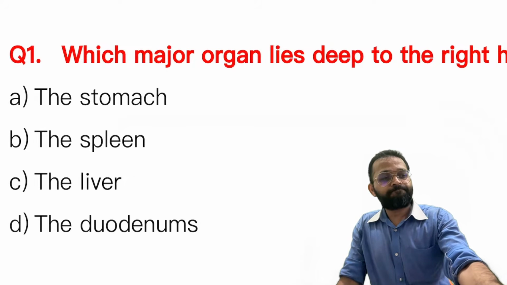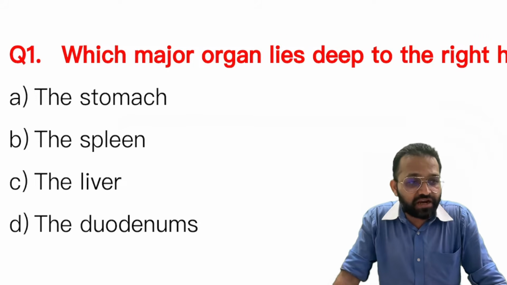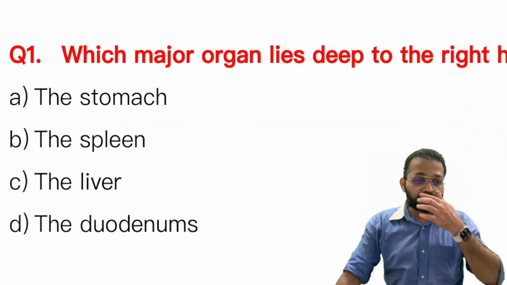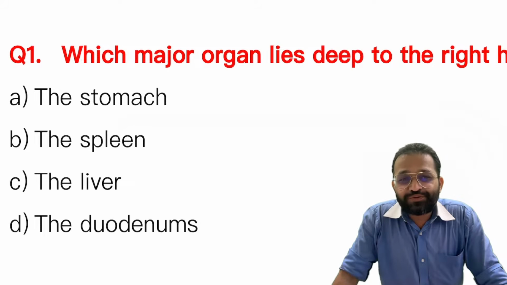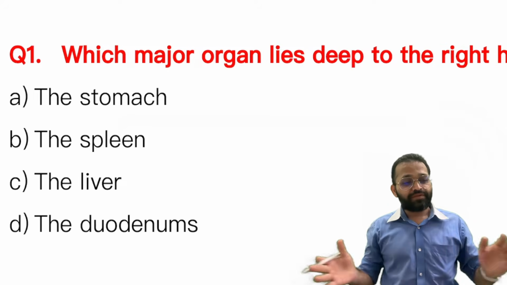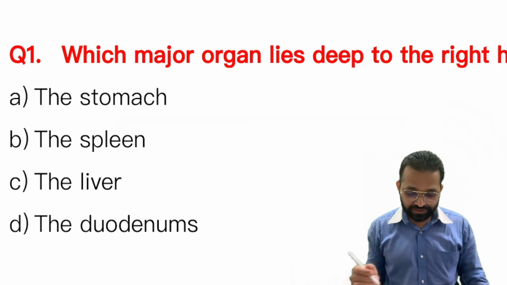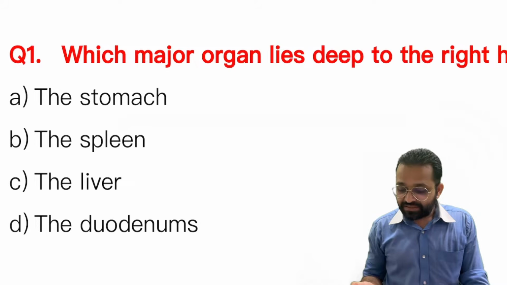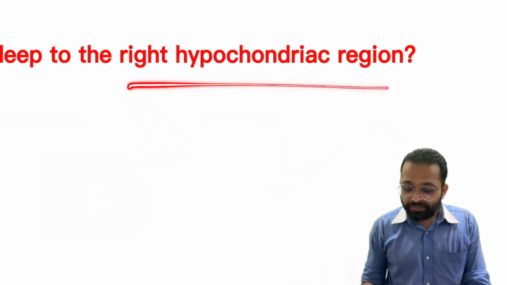Everything is okay. So this is the English fast track revision class in the form of the MCQ pattern. Here we are going to look at 50 questions. So are you ready for this beautiful session? Okay, let's start this session. Question number one: which major organ lies deep to the right hypochondriac area?